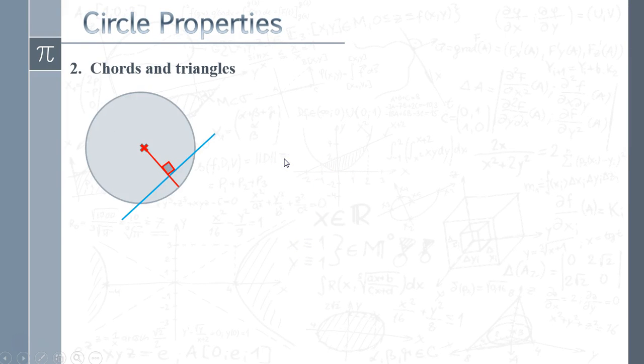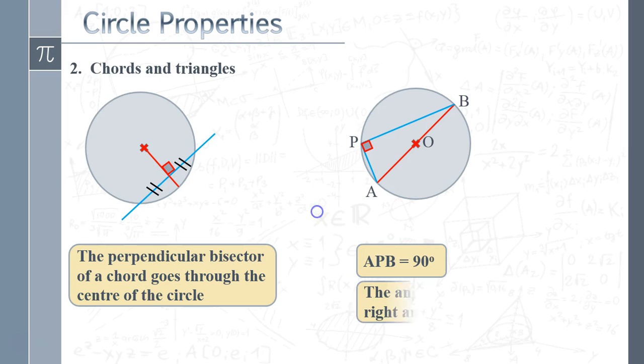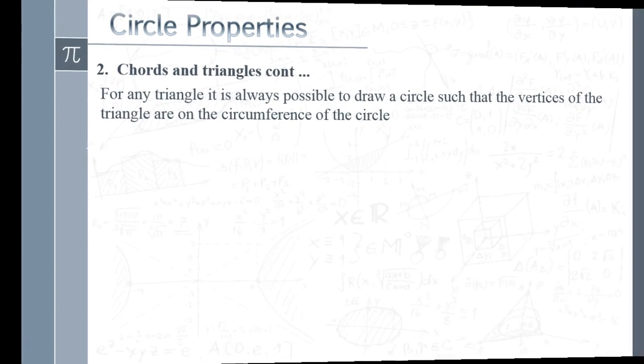Okay, and moving on. The next bunch of properties that we're going to look at is to do with chords and triangles. There we've got a chord, which is the blue line, and the red line, which is the radius. And we've got the property that those two sections either side are the same length. So the perpendicular bisector of a chord goes through the centre of the circle. The perpendicular bisector, i.e. the line that goes straight through the middle at right angles. Then the next one is our old friend, angles in a semicircle, and we should be well aware that the angle in a semicircle is a right angle. All that stuff is straight from GCSE.